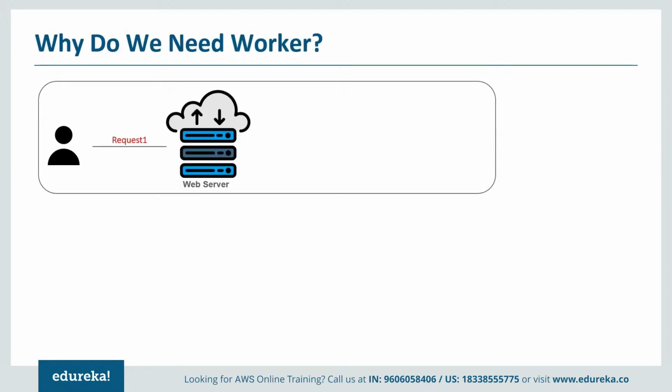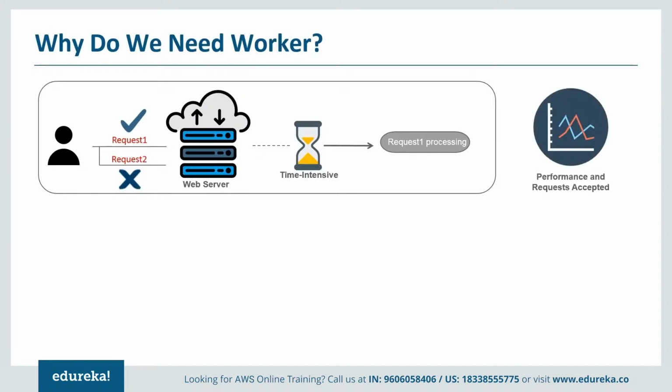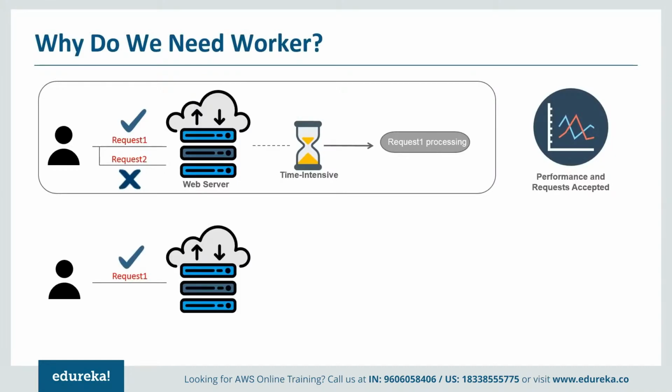Let's try to understand why we need a worker with the help of a use case. So I have a client. He has made a request to the web server, and the web server has accepted the request and starts processing it. But while it's processing the request, it comes across tasks which are taking a lot of time. Meanwhile, this client sends another request to the web server. Since the web server is still processing the first request, it denies the second request. The result is that the performance and the number of requests accepted by your web server will drastically decrease.